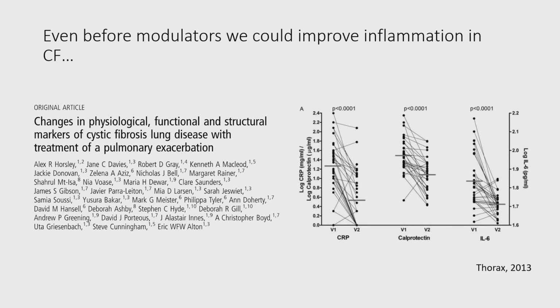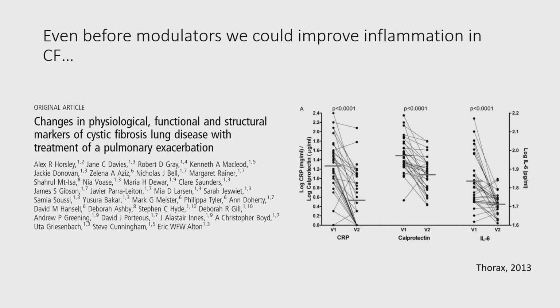And this is data from the CF tracking study that was carried out in the UK over 10 years ago. In this study, looking at patients who have extreme levels of inflammation during an exacerbation, if you treat these patients with antibiotics, their levels of inflammation improve after the antibiotic treatment. And we see this in a number of markers, including non-specific things like CRP, but also calprotectin and IL-6, which seem to be more specific to CF.